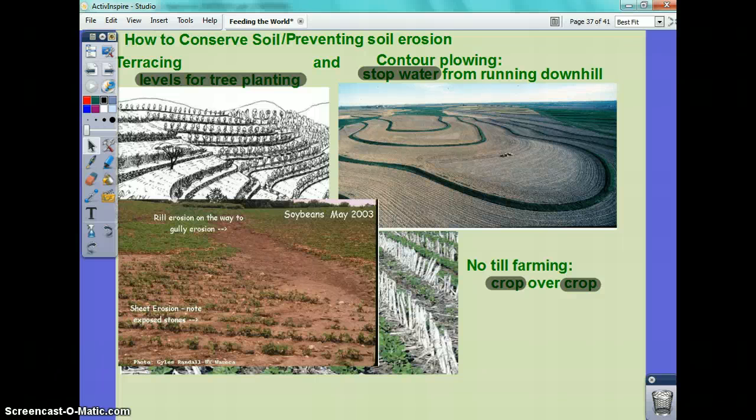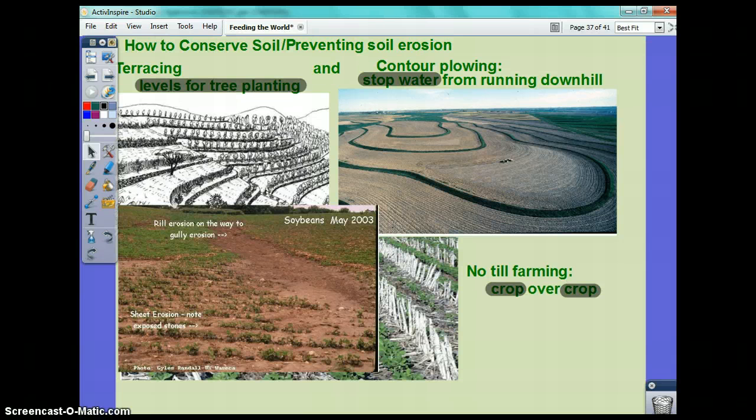Okay, so the question we have to ask ourselves is how to conserve soil, because that's one of the biggest problems with soil erosion. Tangent. I just remembered. Conserve soil. What are we conserving in soil? Nutrients, okay? And how do you lose nutrients in soil?